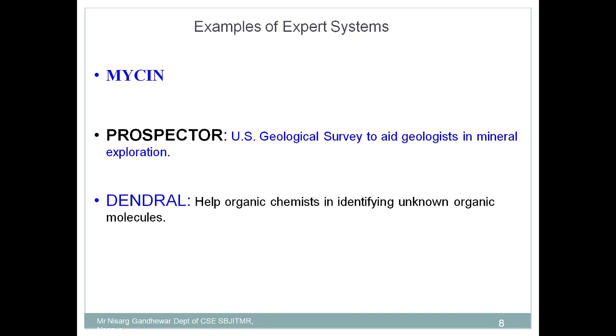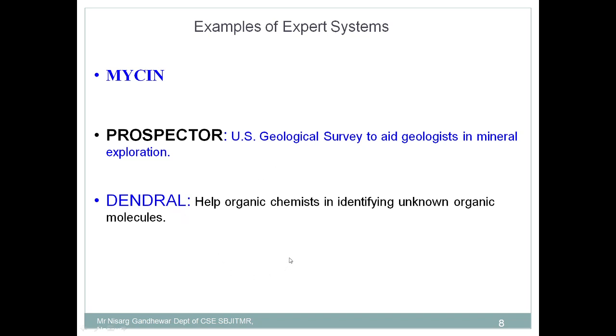And Dendral is another expert system that is developed to deal with problems in organic chemistry, in order to identify unknown organic molecules. So for this, Dendral can be used. These are a few examples of famous expert systems developed for a specific domain. Mycin is for the medical domain, Prospector is for geologists, and Dendral is for organic chemistry.